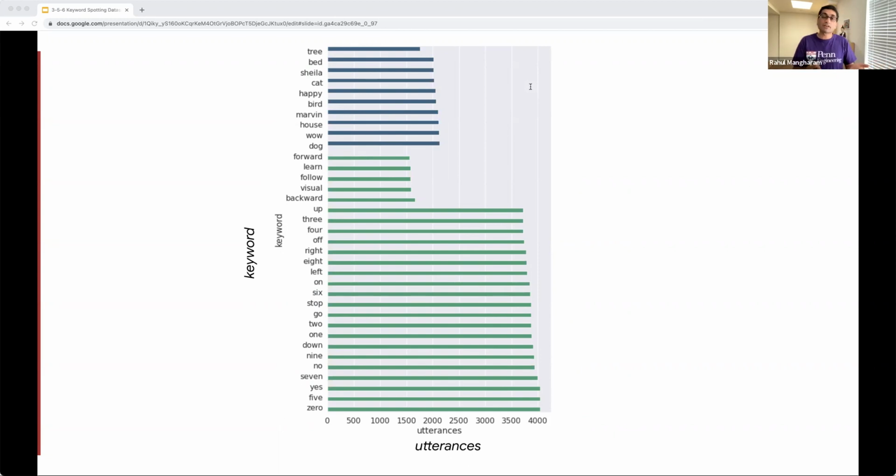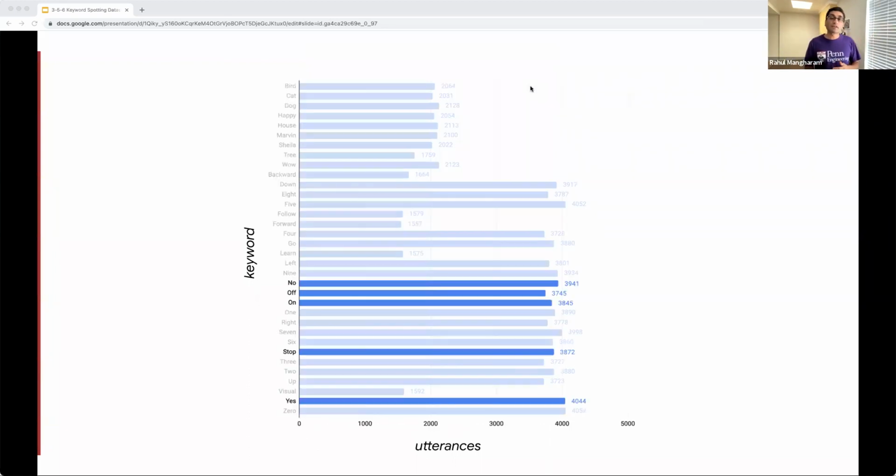For example, words on the top like bird, happy, house, and so forth. There aren't as many examples as compared to yes and no. But that is not by mistake. Often when you think about a particular use case, you tend to emphasize the words that are more relevant to you. And that's actually going on over here. You can see these words are actually more often used words, right?